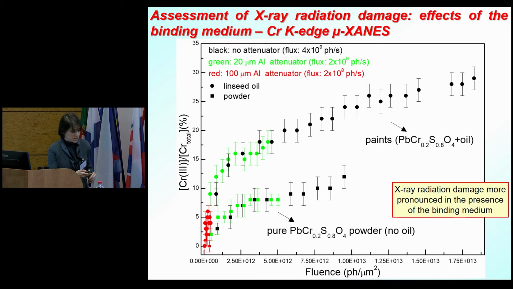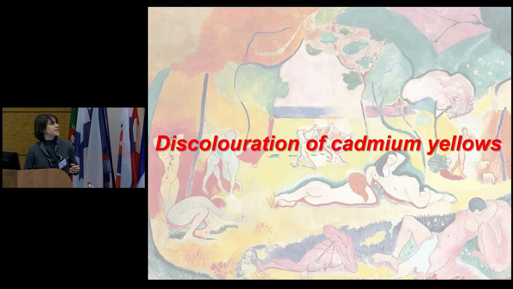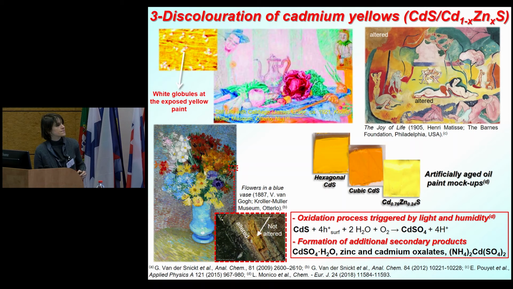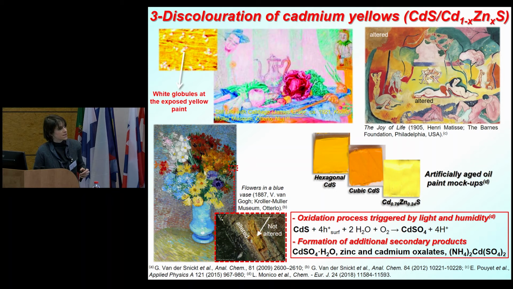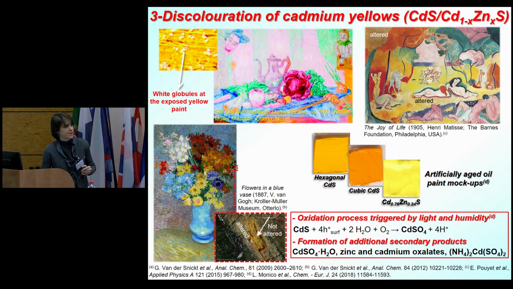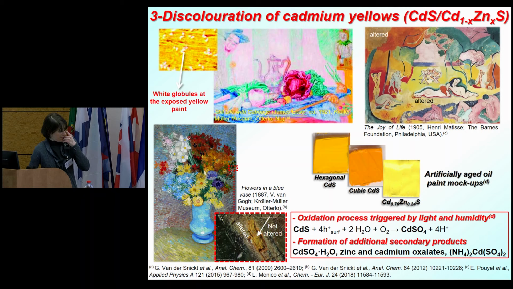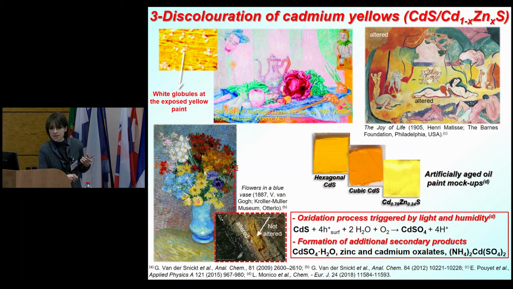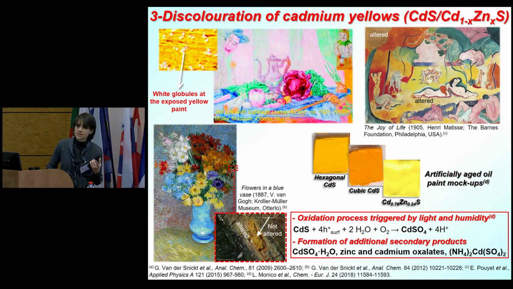So, second case study, the discoloration of cadmium yellows. Yesterday, we saw Koen Janssens' talk about the study on original paintings. By combining the information arising from original paintings with a series of artificially aged mock-ups of different composition and crystalline structure, we could describe a more complete process, because we found that the oxidation of the original cadmium sulfide to cadmium sulfate, which is responsible for the discoloration that we see on the painting, is triggered by the presence not only of light but also of moisture.